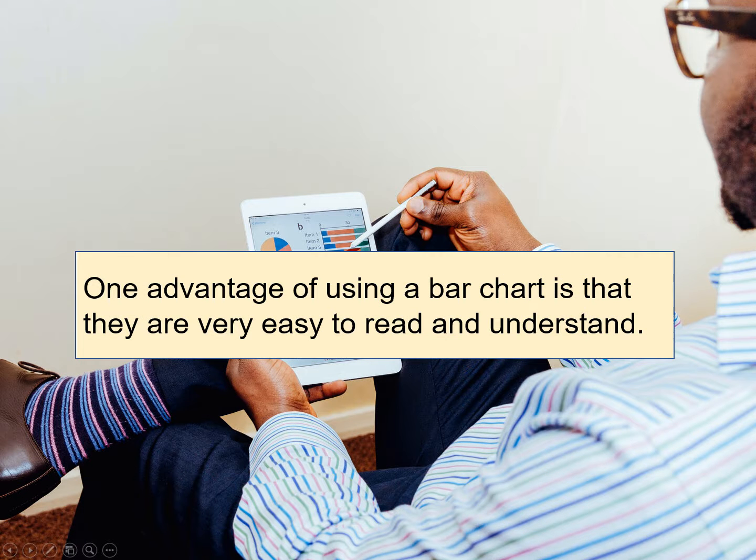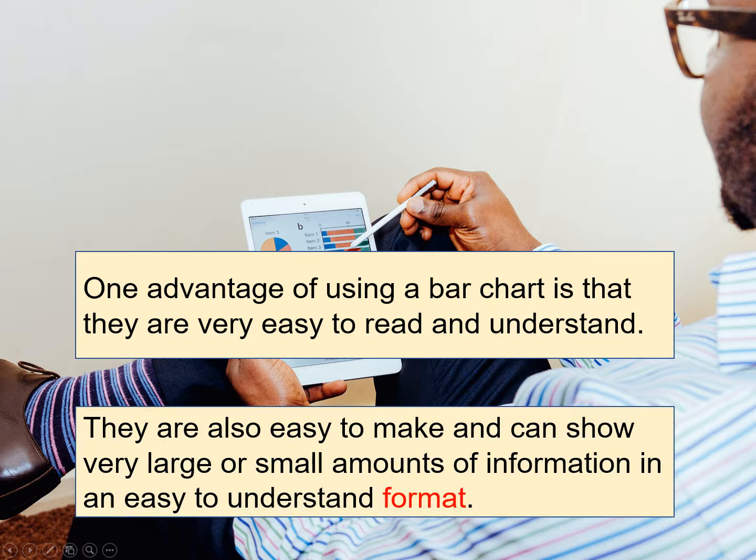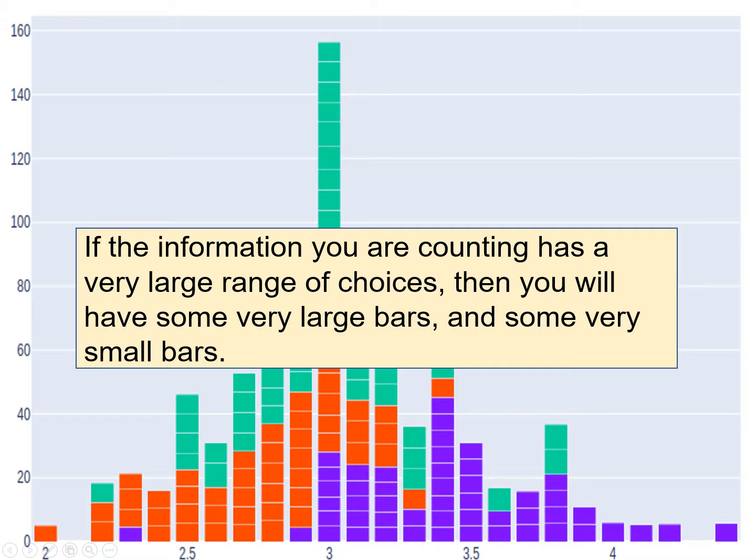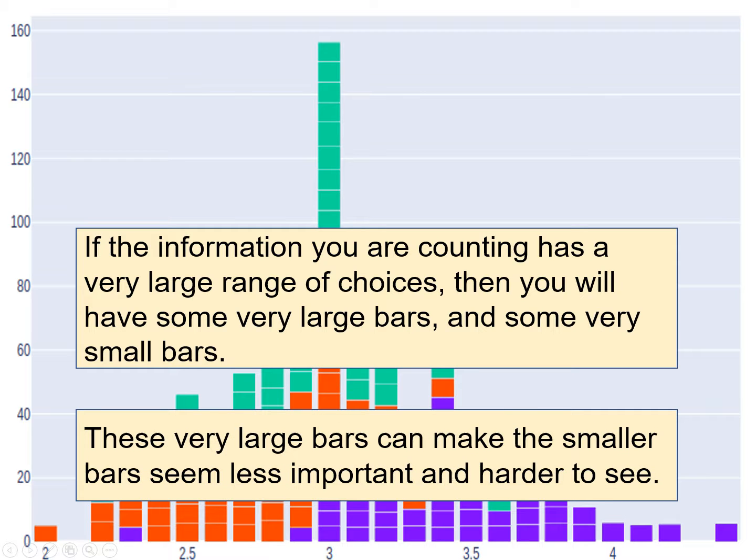One advantage of using a bar chart is that they are very easy to read and understand. They are also easy to make and can show very large or small amounts of information in an easy-to-understand format. However, bar charts do have some disadvantages as well. If the information you are counting has a very large range of choices, then you will have some very large bars and some very small bars.